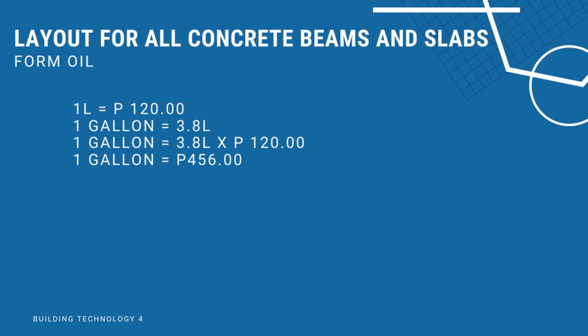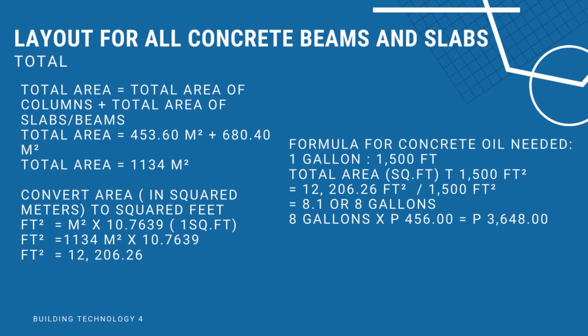To calculate for the form oil needed, first is to get the total area. So the total area of columns plus the total area of slabs or beams. The total area is equal to 453.60 square meters plus 680.40 square meters. So our total area is equal to 1,134 square meters. According to our research, the estimate for 1 gallon is 1,100 square feet. So to convert area in square meters to square feet, the formula is square feet equals square meters times 10.7639, which is the value of 1 square meter in square feet.